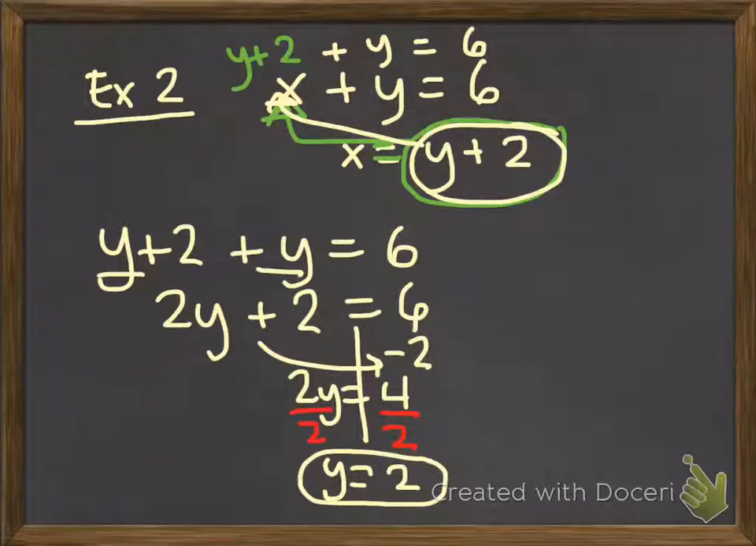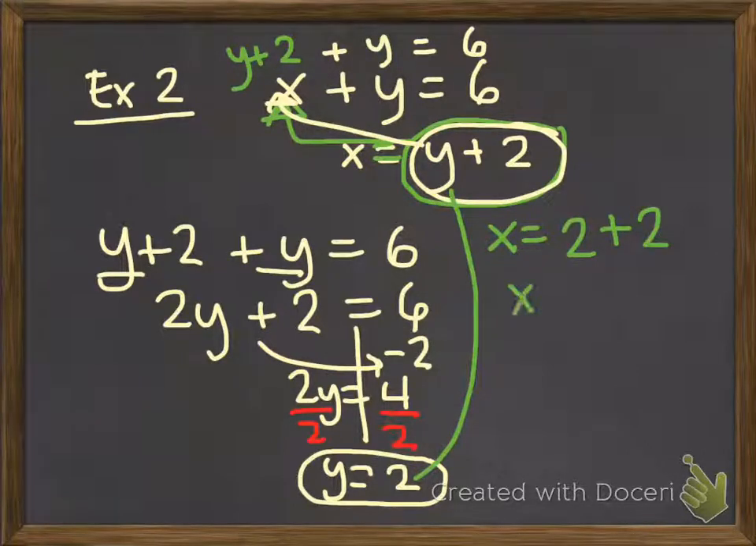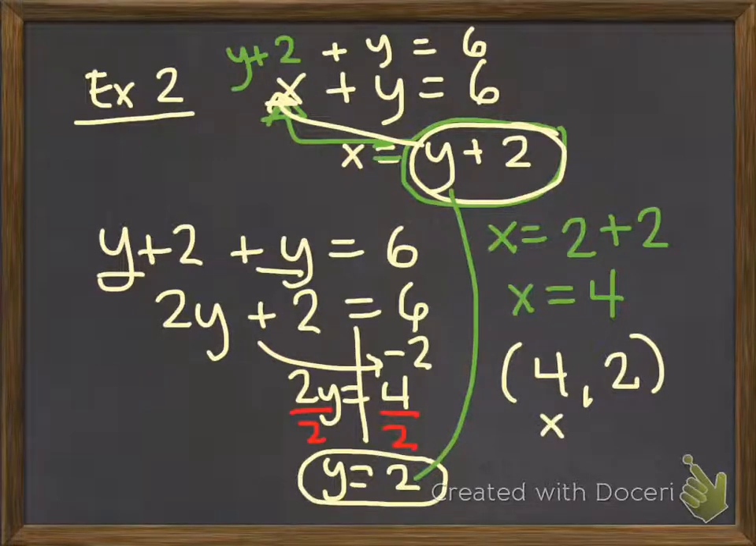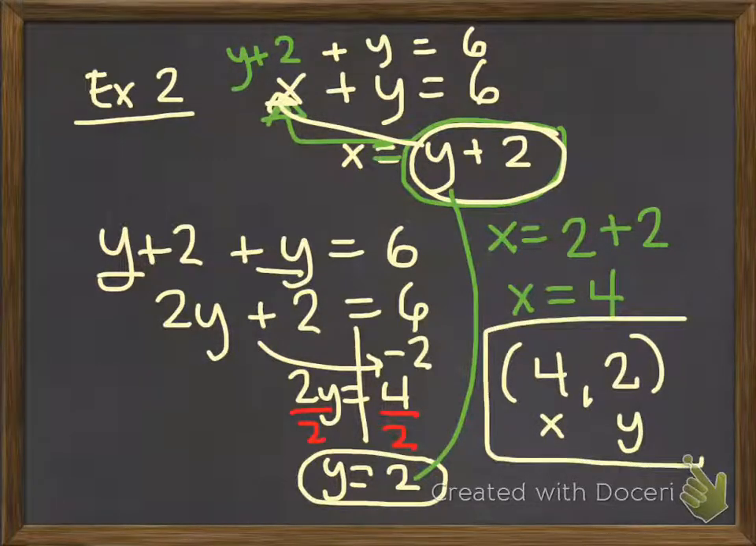So now that I know that y is 2, I'm going to go back and put it into my original circle. So x equals, I know that y is 2, plus the 2, so x equals 4. So then my point of intersection is going to be at 4, 2. X goes here, y goes here. So that's the point of intersection for the two lines.